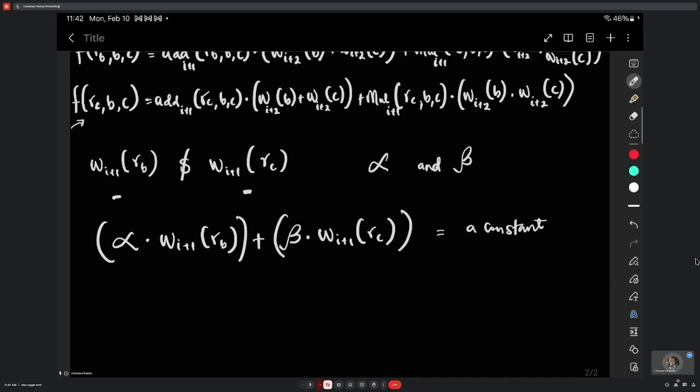Actually, you already have a circuit, and the left hand side is what the verifier is doing, right? And the right hand side is what the prover is doing. Oh, when you say left hand side and right hand side, you mean verifier and prover? Yes, you can think of it that way.